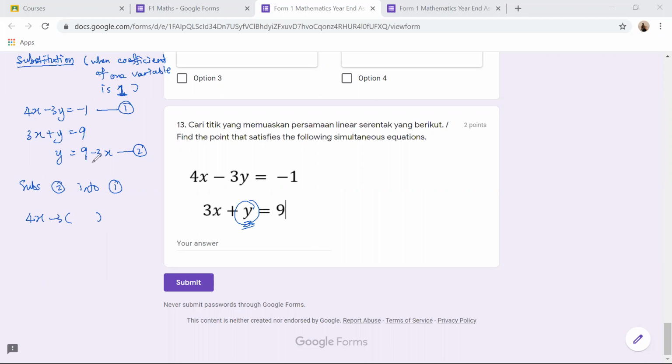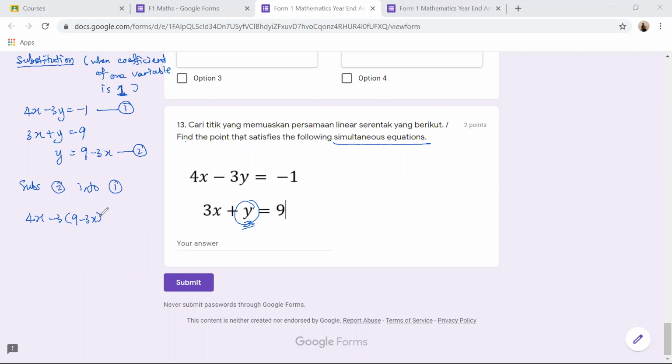Teacher, whenever you see y, yes. Teacher, they say for point. I know. Really? Yes, you need to do this first. Otherwise how do you find this? You draw. Oh, I thought you were meant to draw. See, find the point that satisfies the following simultaneous equation.